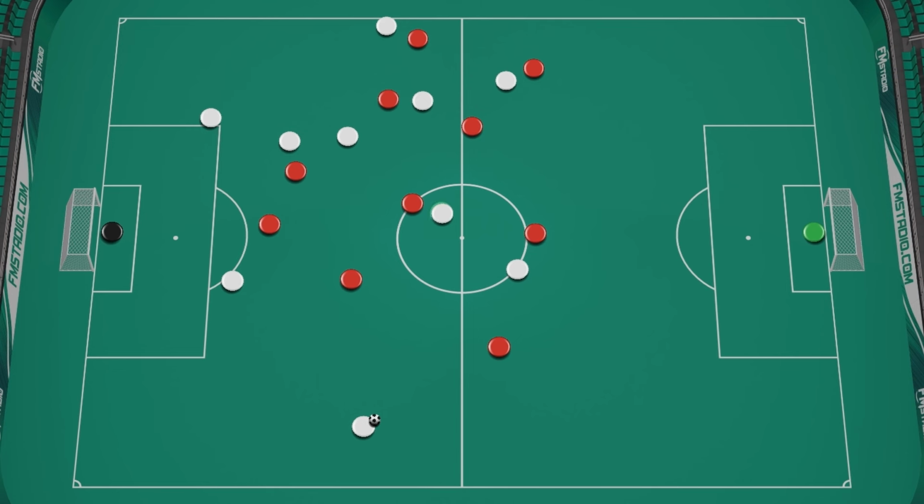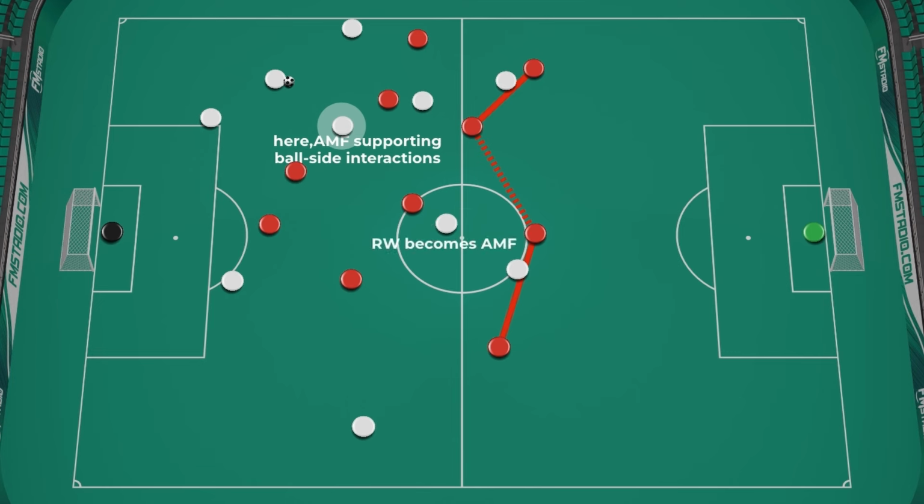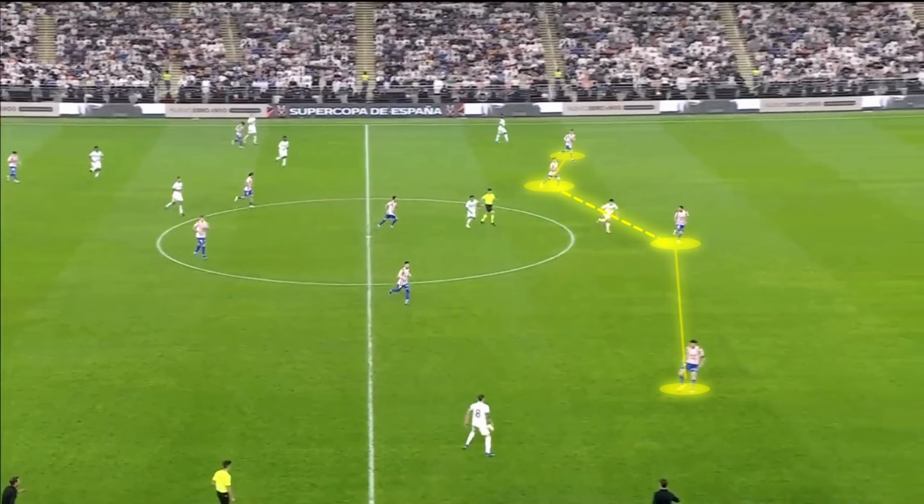By having an extra presence in between the lines, Madrid aims to attack any potential loophole in the backline. Usually this is done by an attacking midfielder, but here the attacking midfielder's responsibility is to support on the ball side while the winger plays like an attacking midfielder. As soon as the ball is switched, see how vulnerable is the backline.